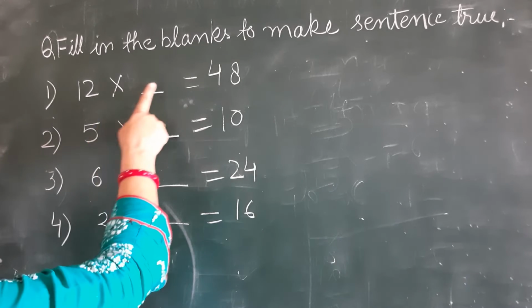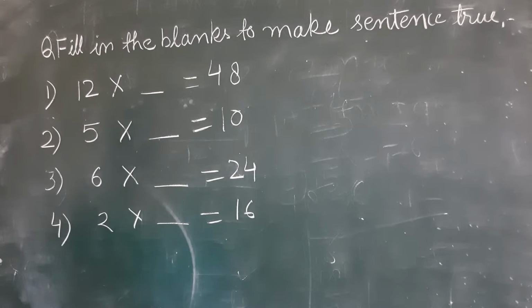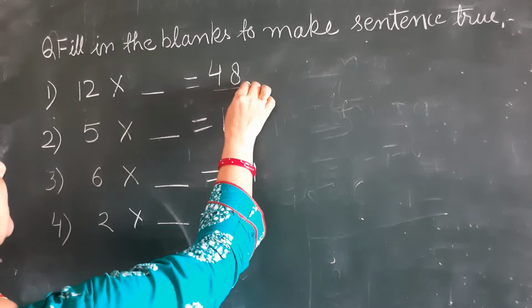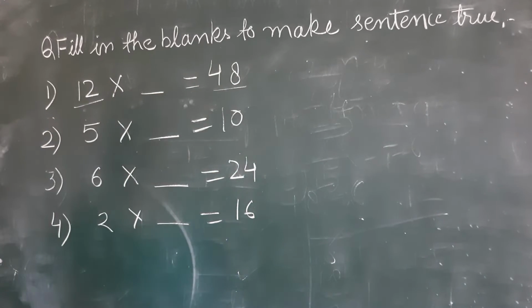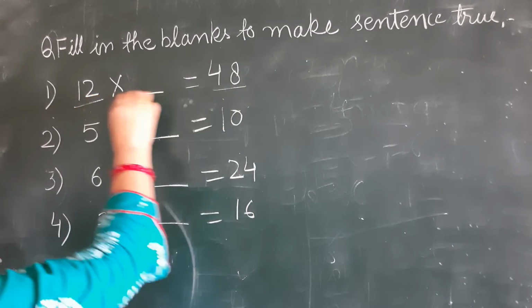So what will come here? We don't know what will come here, so what will we do? We will just divide this 48 by 12. We will divide this 48 by 12. Okay, students.